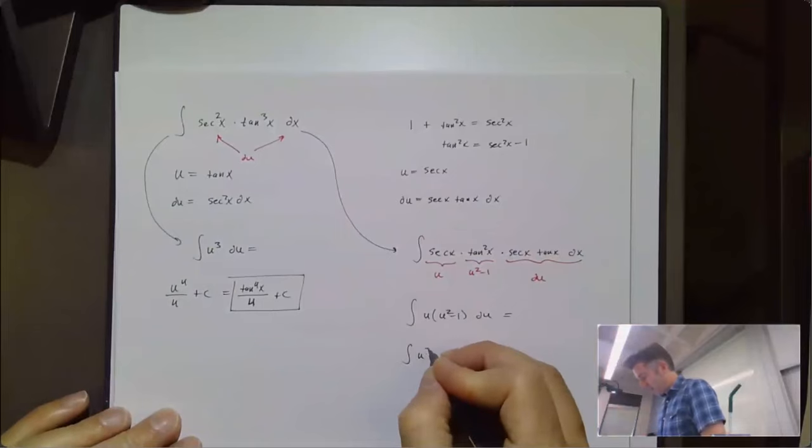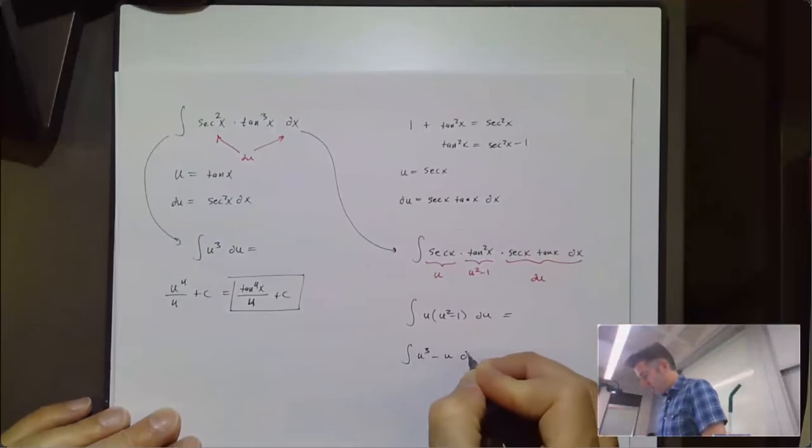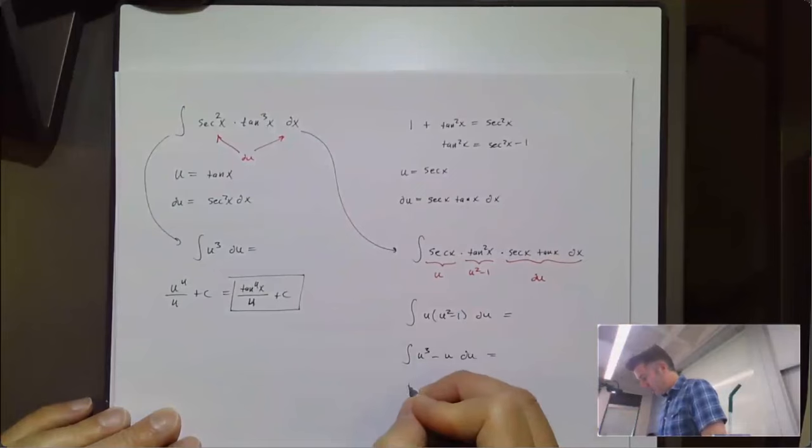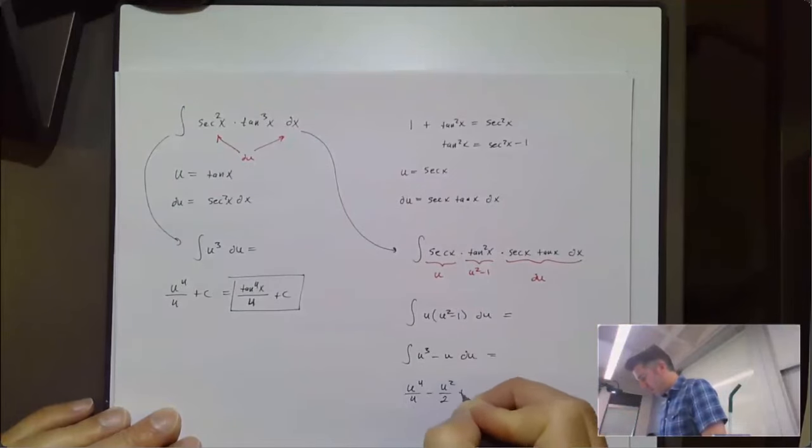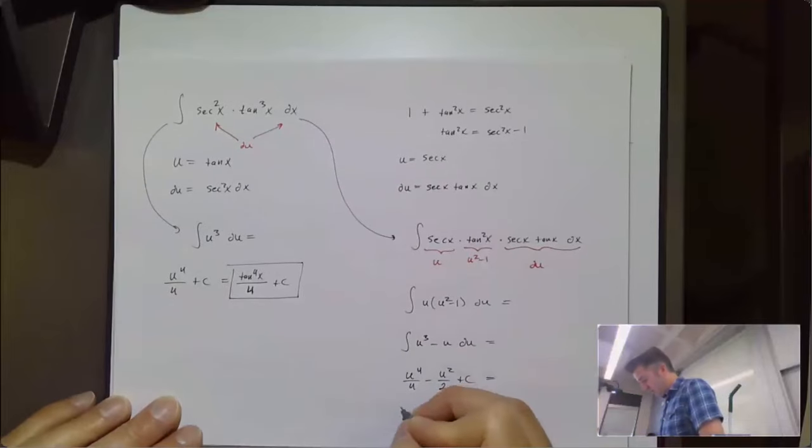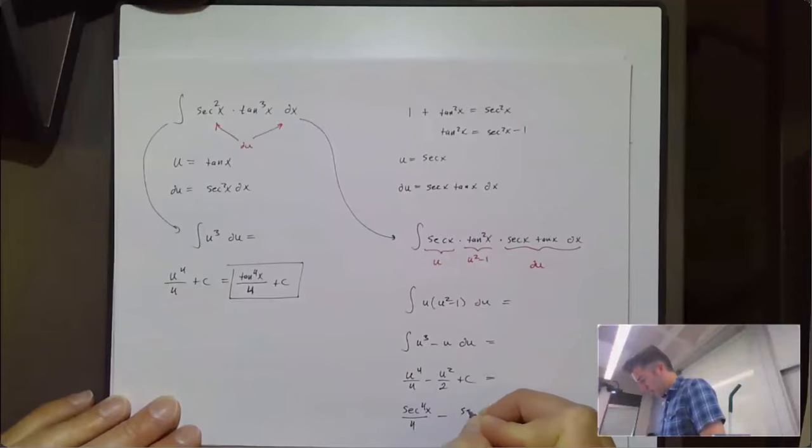If we multiply this out, it's going to be the integral of u cubed minus u du. So we're going to get u to the 4th over 4 minus u squared over 2 plus c, which is going to equal secant to the 4th x over 4 minus secant squared x over 2 plus c.